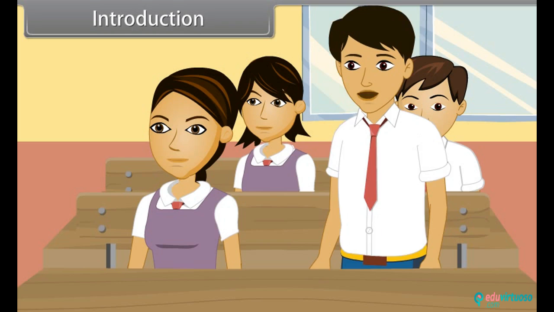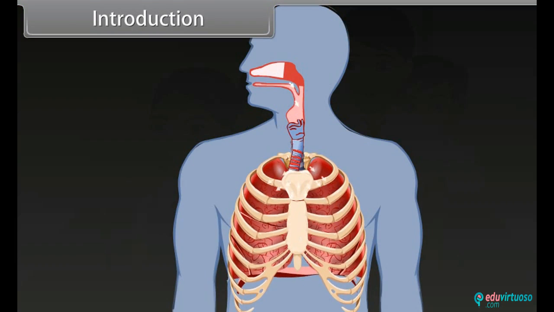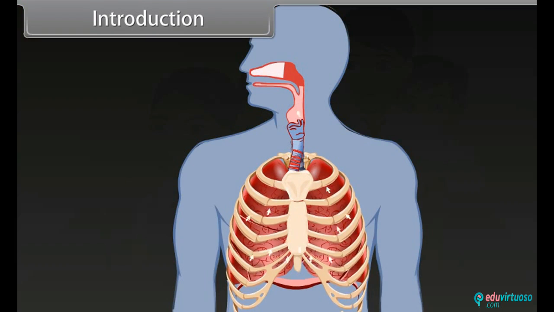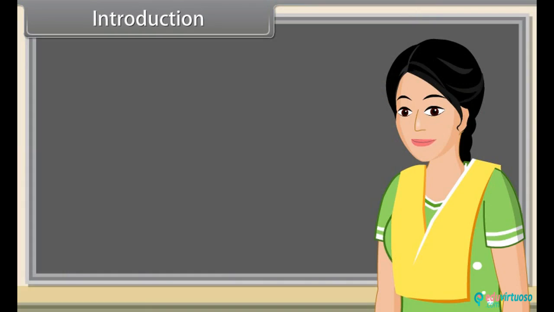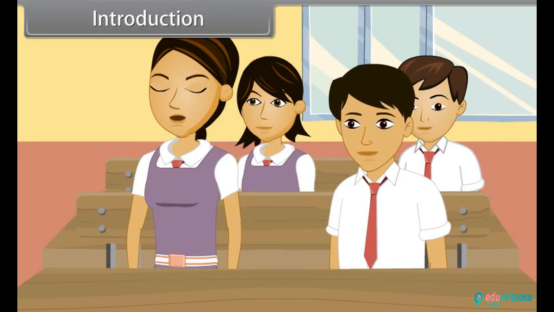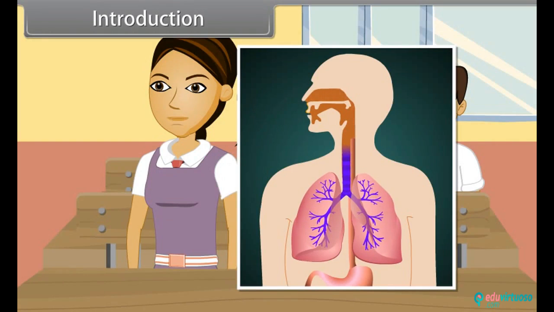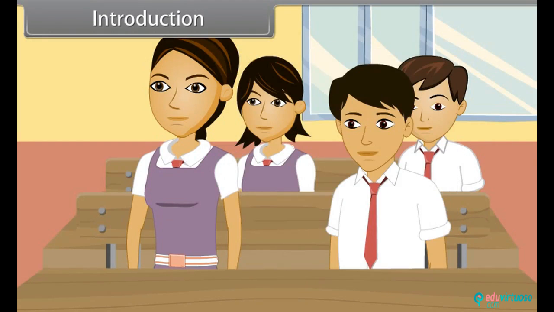Ma'am, breathing is a process in which air is inhaled due to muscle contraction and then exhaled due to muscle relaxation. Very good, Rahul. And what are the respiratory organs in humans? Ma'am, humans have lungs which help them to exchange gases with environment.